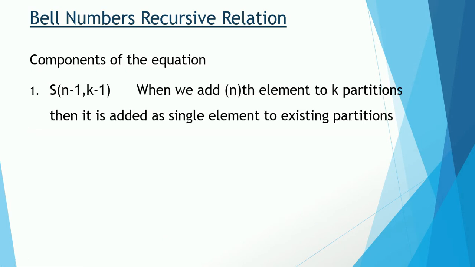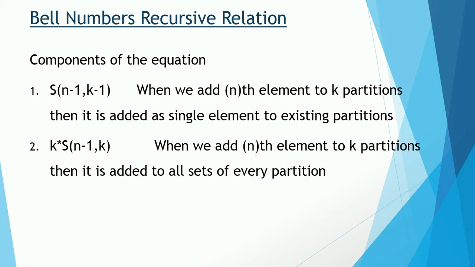Alright, so the first component, which is Sn-1,k-1, suggests that when we add the nth element to existing k-1 partitions, then it is added as a single element to the existing partitions. Don't worry, we are going to understand it using an example. Then the second component, which is k times Sn-1,k, suggests that when we add the nth element to k partitions, then it is added to all sets of every partition.